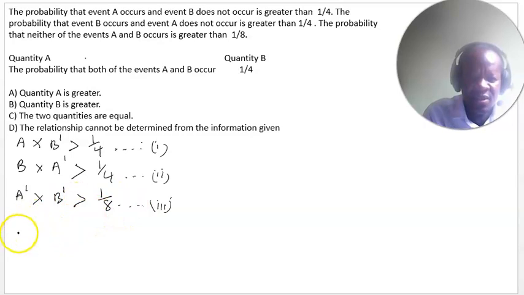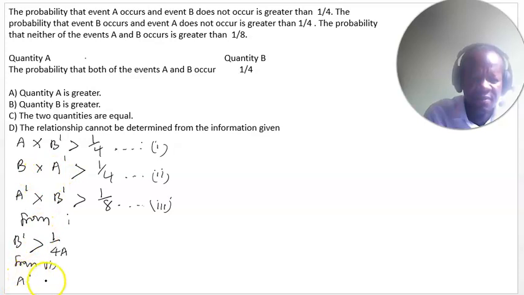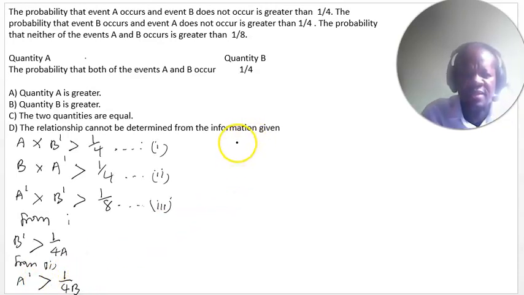So in the first case, from inequality 1, we have B complement is greater than 1 over 4A. And then from inequality 2, A complement is greater than 1 over 4B. So we now substitute those two values in the third inequality.